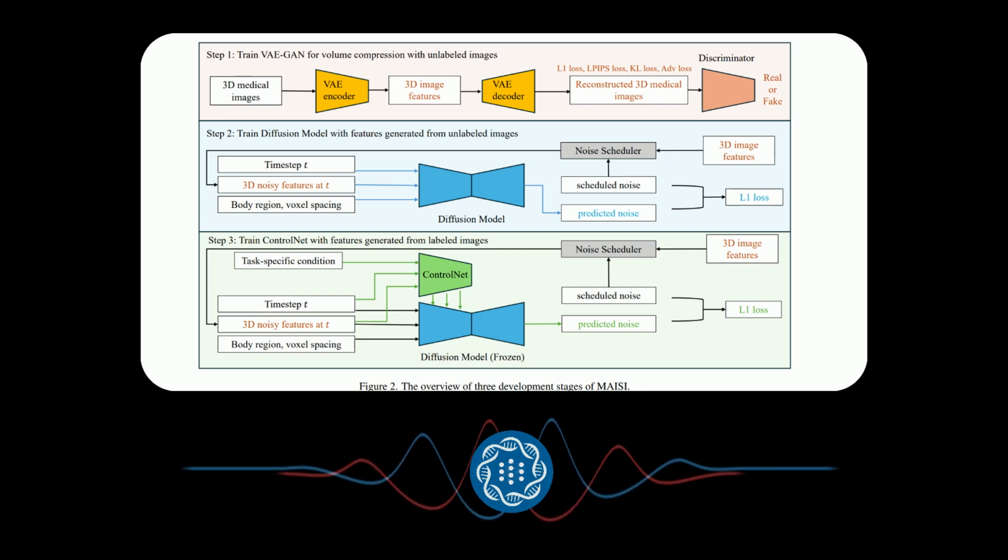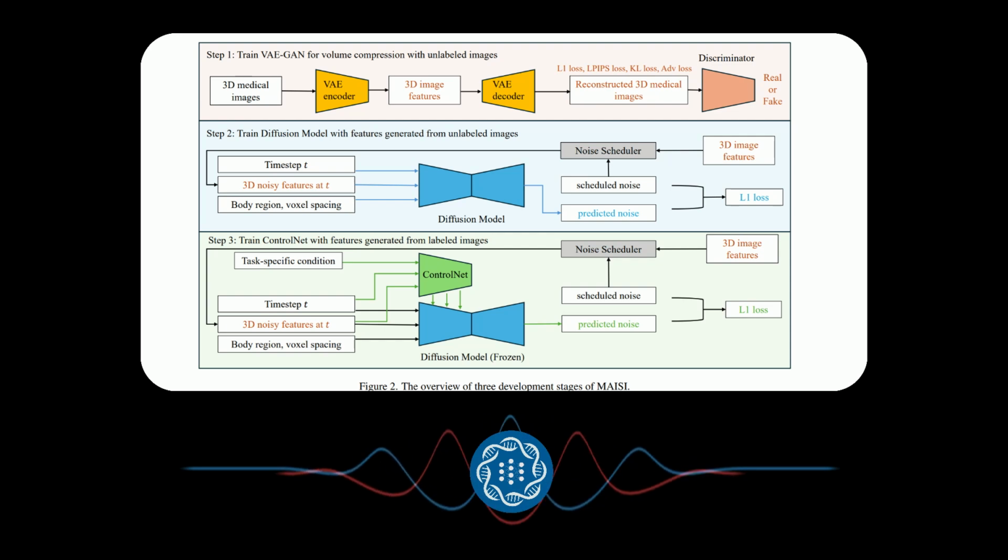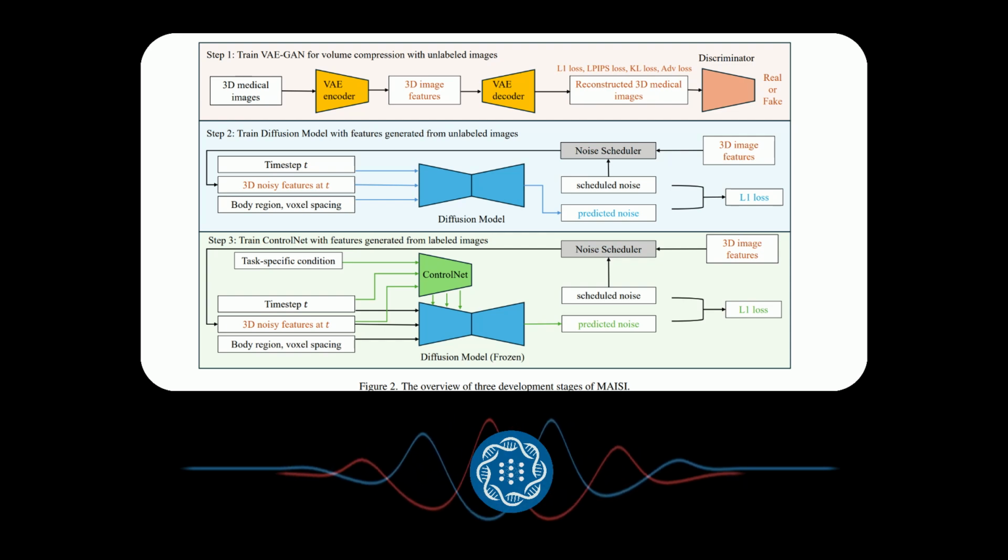And they've even incorporated something called ControlNet, which lets them specify the exact anatomical structures they want to include in the image. So they can be like, okay, I need a CT scan of a lung with a tumor in this specific location, and boom, the AI just whips it up for them. Exactly. It's really pushing the boundaries of what's possible in medical imaging. Yeah, and it has huge implications for training AI models.